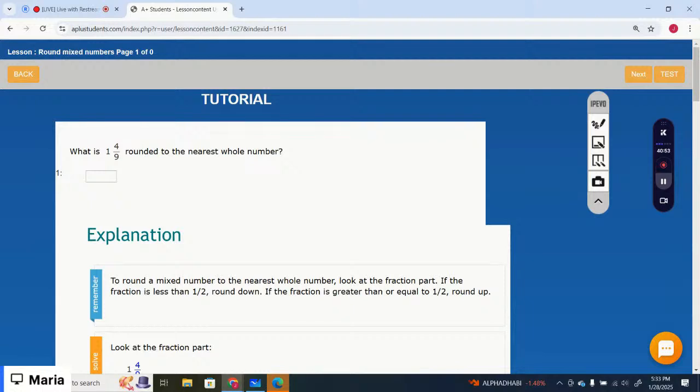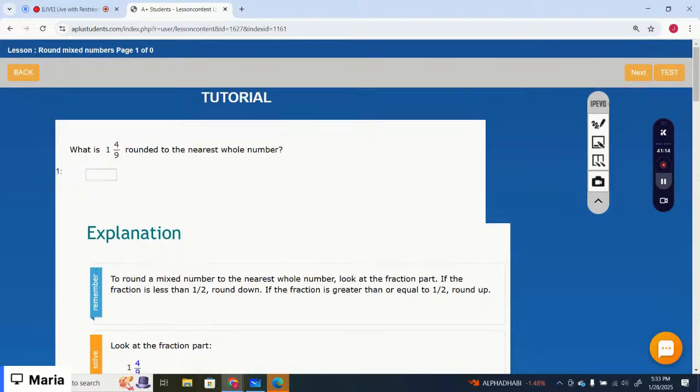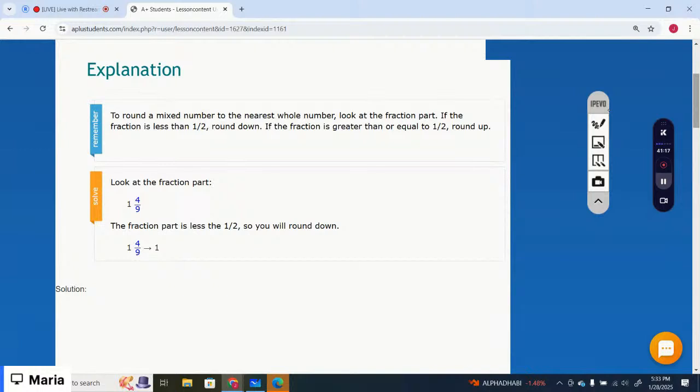To round the mixed number to the nearest whole number, we have to look at the fractional part. If the fractional part is greater than 1 by 2, it would be rounded up. If it is less than 1 by 2, we have to round down. The fractional part is 4 over 9, right? 4 over 9 is less than 1 by 2, so you have to round down. You need to round to the same whole number, that is 1. Let's start with the practice questions.